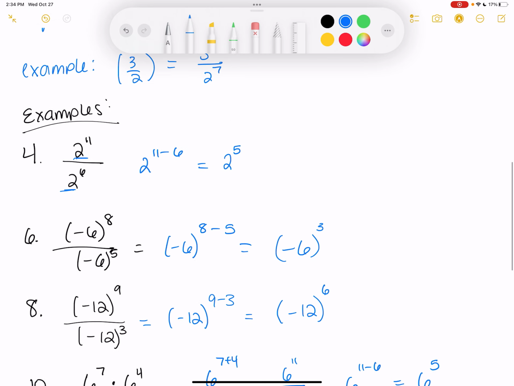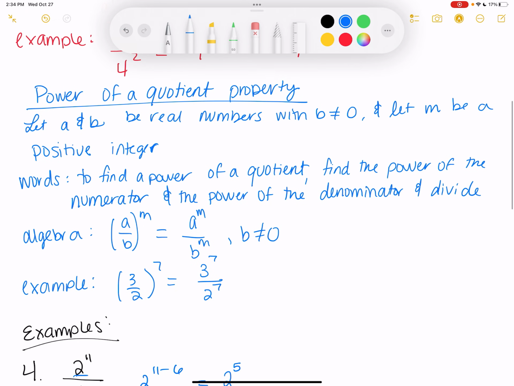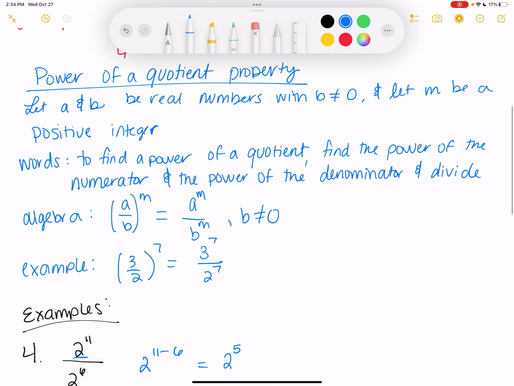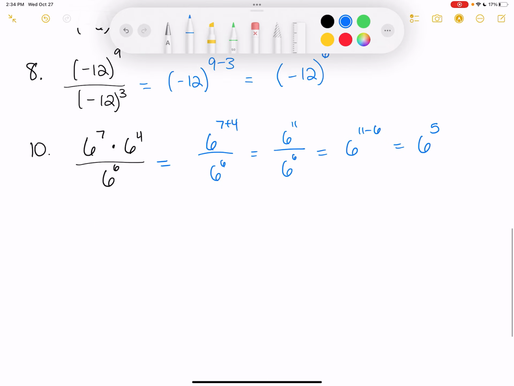So now the next couple are going to use this property here, where you have a power and you got to put it on both pieces. So something like 12, we have 3 halves raised to the 4th. So with this, we just throw this on both pieces. So we have 3 to the 4th over 2 to the 4th.